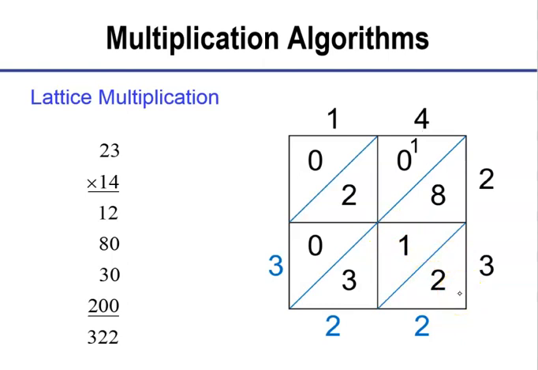Now what happens when you have the triangles in here in the lattice, you add down. Notice here we have a 2. Here we have 8 plus 1 is 9 plus 3 is 12. Carry the 1. And then this is your hundreds. 1 plus 0 is 1 plus 2 plus 0 is 3. And then here we have 0. So the answer is 322.